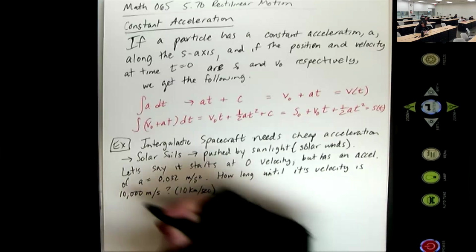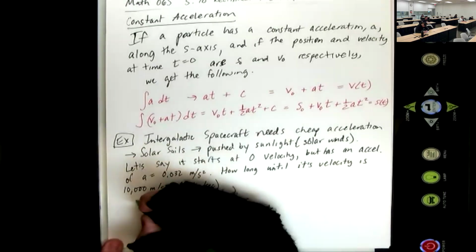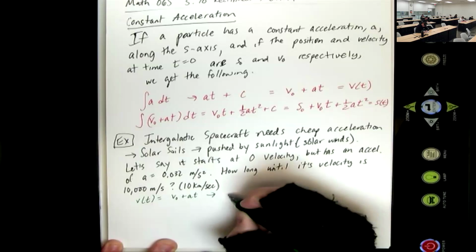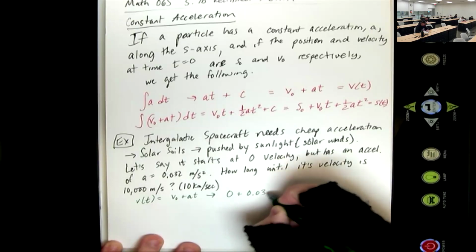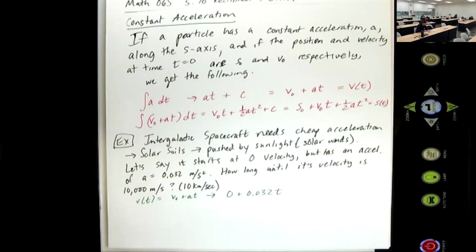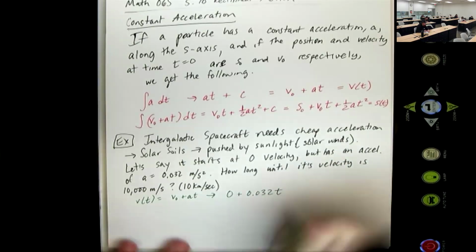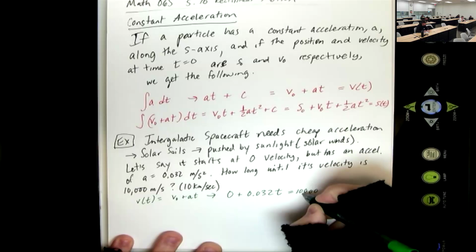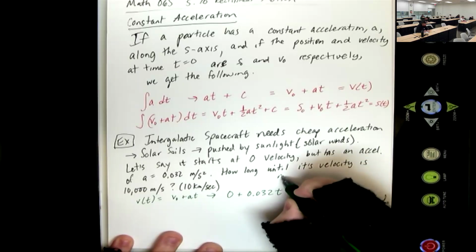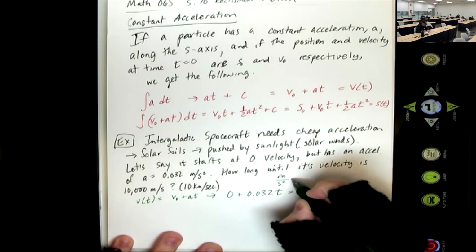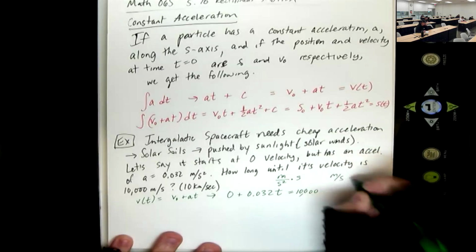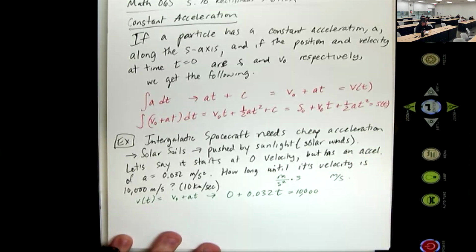Well, V of t is V naught plus at. V naught is 0. a is 0.032. t. And we want that to equal 10,000. This side is meters per second squared times t, which t must be in seconds. The right side is in meters per second, so the units balance. So we're finding a time in seconds.